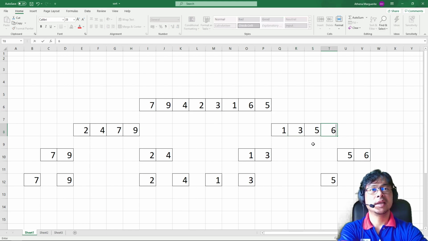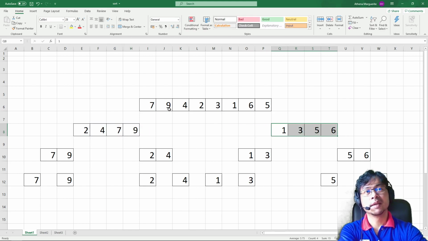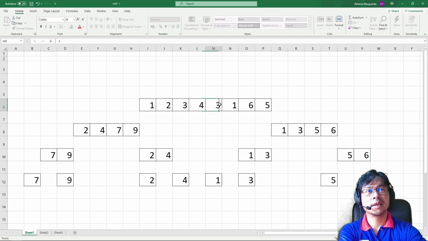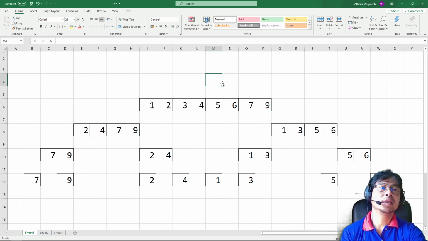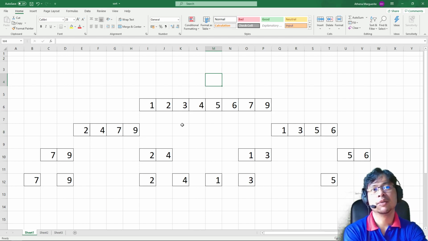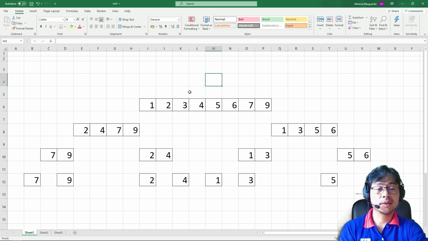And then lastly, going back to the parent, para umakyat dito, you need to sort them before merging. Okay? So 1, and then 2, and then 3, and 4, and 5, and 6, and 7, and 9. So that is how quick yung sorting natin is. So it's the merge sort algorithm.